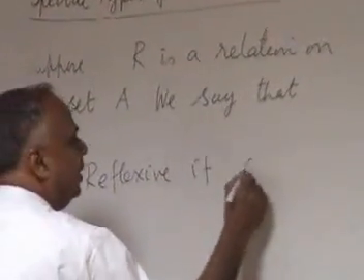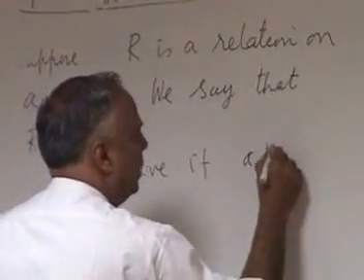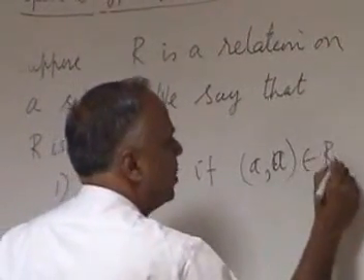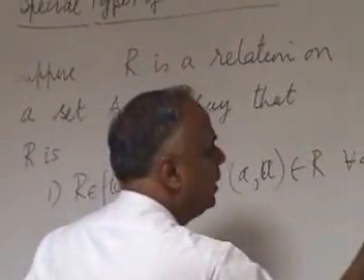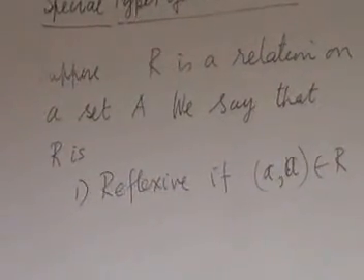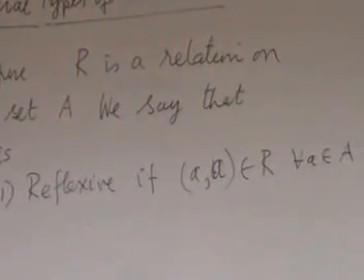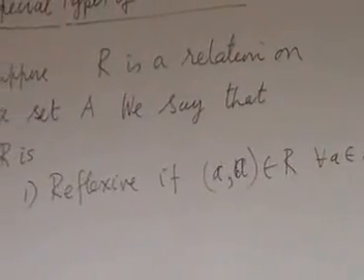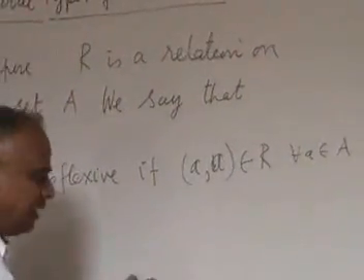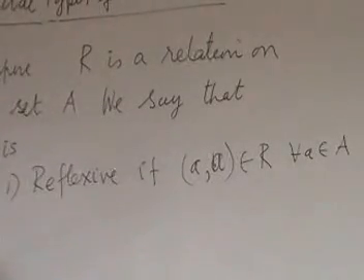if (a,a) belongs to R for every a. That is, everybody is related to himself. First, he must be selfish to make any progress. So everybody is selfish. Okay, selfishness. a is related to b. a is selfish with respect to b. He is in fact selfish over himself.